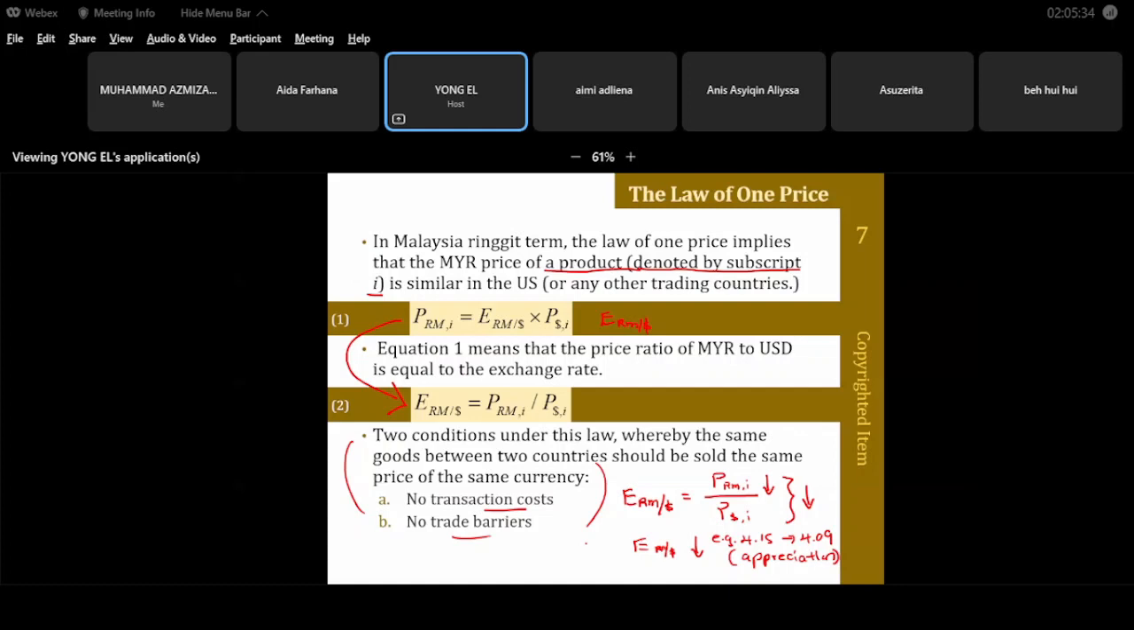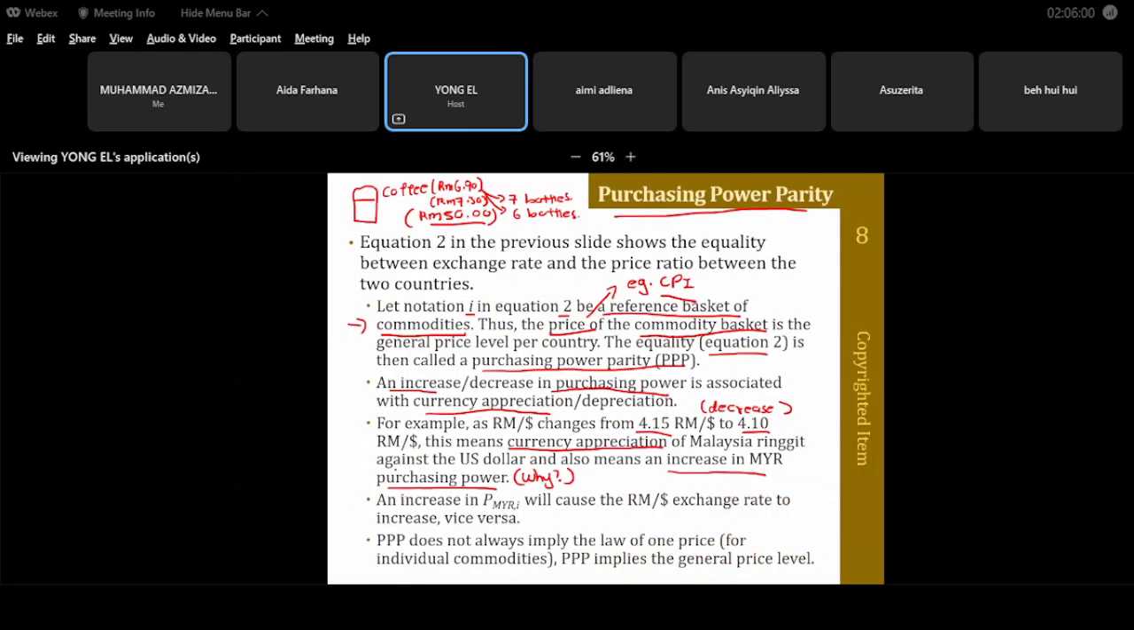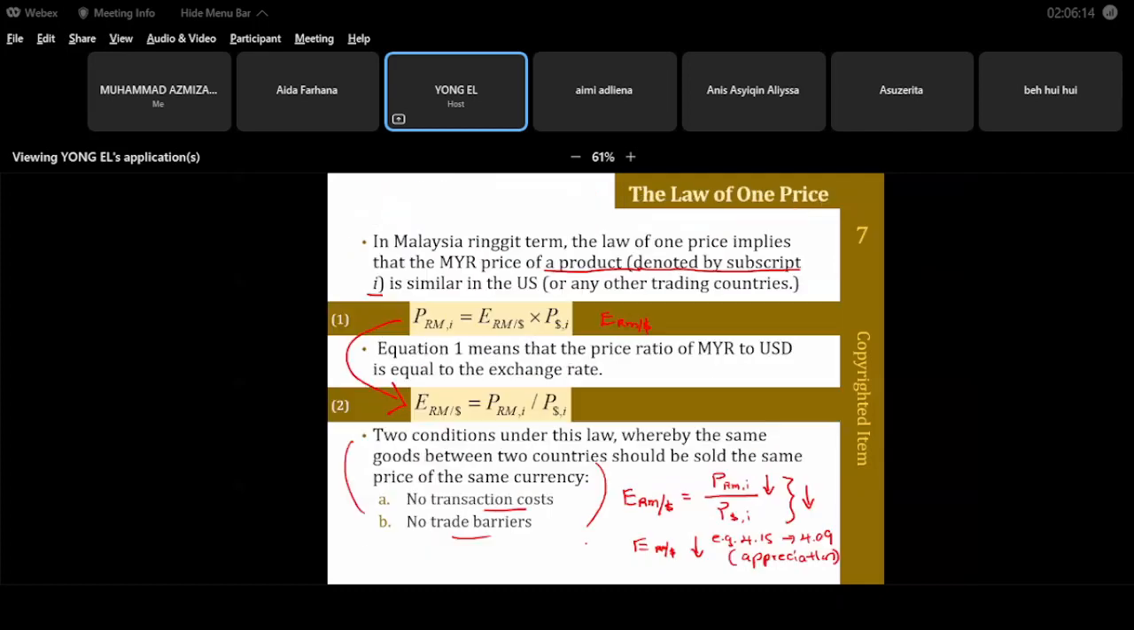Then you observe exchange rate appreciation. And we understand when the price in Malaysia decreases, the money value of the Malaysian ringgit becomes stronger. In other words, your money becomes stronger to buy goods and services. An increase in price will cause the RM dollar exchange rate to increase, and vice versa. This is what we have just explained using the equations right here.